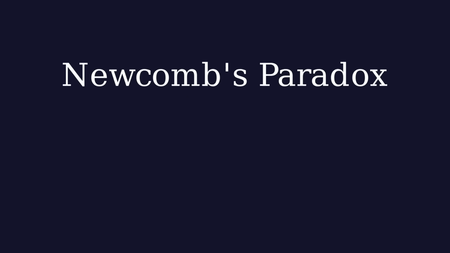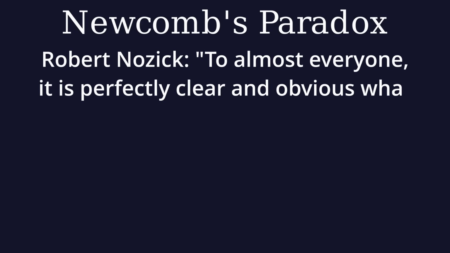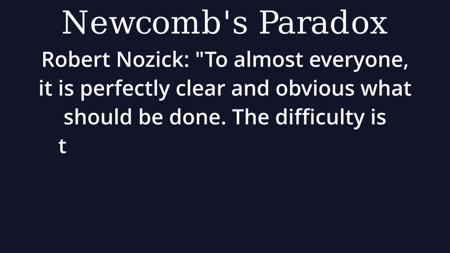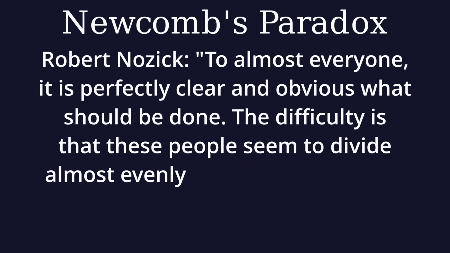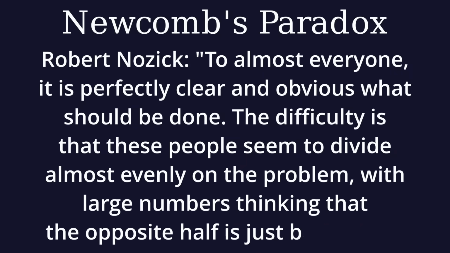Newcomb's paradox is a thought experiment created by William Newcomb. It was first analyzed in a philosophy paper by Robert Nozick in 1969. In his article, Nozick noted that, to almost everyone, it is perfectly clear and obvious what should be done. The difficulty is that these people seem to divide almost evenly on the problem, with large numbers thinking that the opposite half is just being silly.